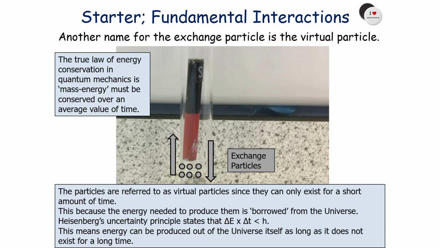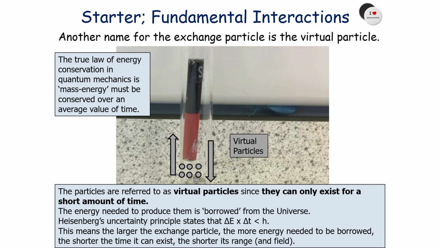Now the particles that work here as exchange particles are referred to as virtual particles, since they can only exist for a short amount of time, because the energy needed to produce them is borrowed from the universe. Heisenberg's uncertainty principle states that the bigger the energy that needs to be borrowed, the shorter the time it can exist for. So the larger the exchange particle, the more energy needs to be borrowed from the universe, the shorter the time it can exist, so the shorter its range and therefore the size of the field.